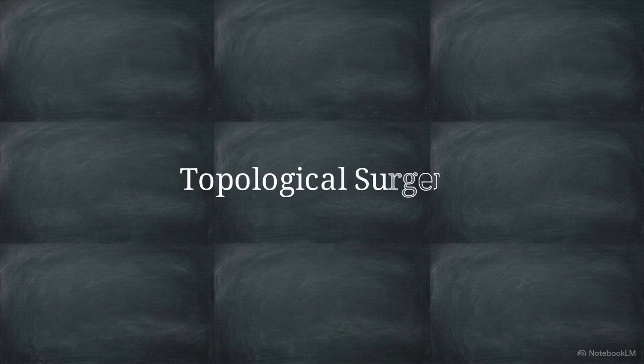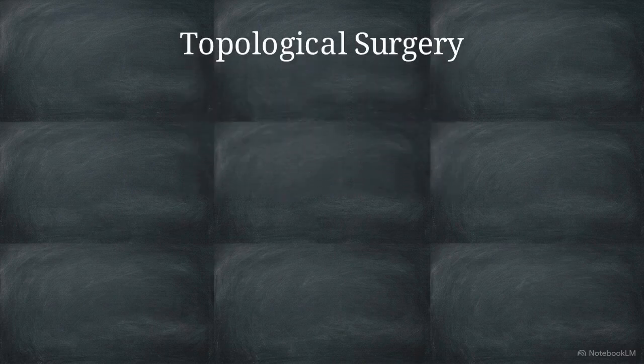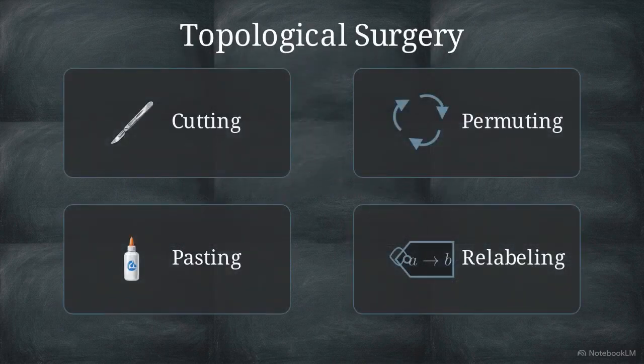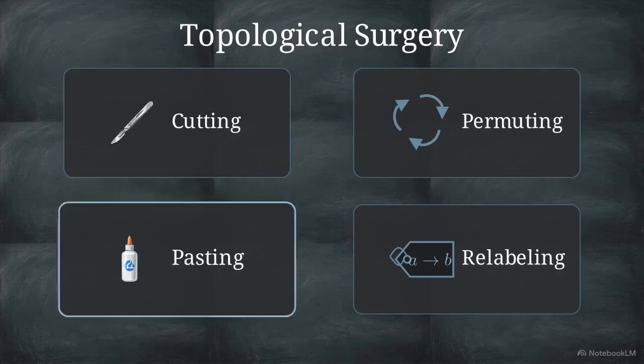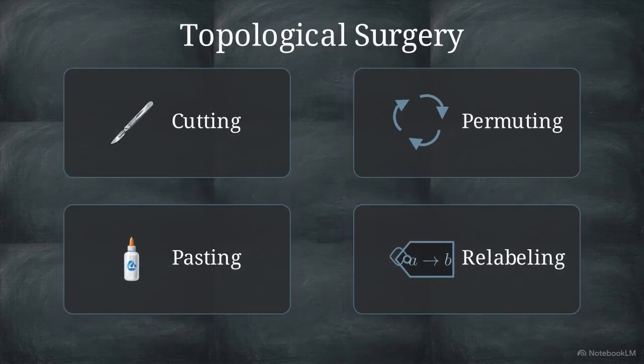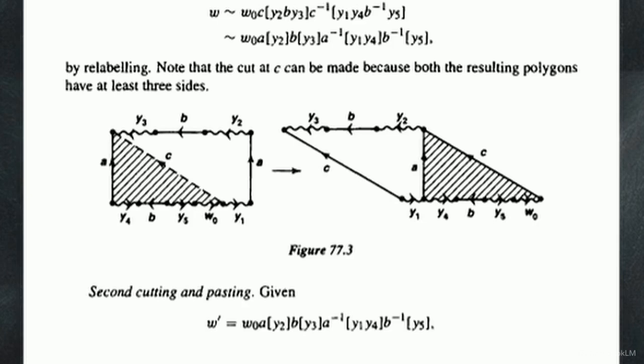The engine driving the proof is a process we can think of as topological surgery. It relies on four elementary operations: cutting, permuting, pasting, and relabeling. This diagram illustrates the cutting operation, slicing a complex polygonal region into two smaller pieces along a newly defined diagonal edge. Once cut, those pieces are reattached along matching edges. This pasting preserves the topological space but changes the polygon's shape entirely.